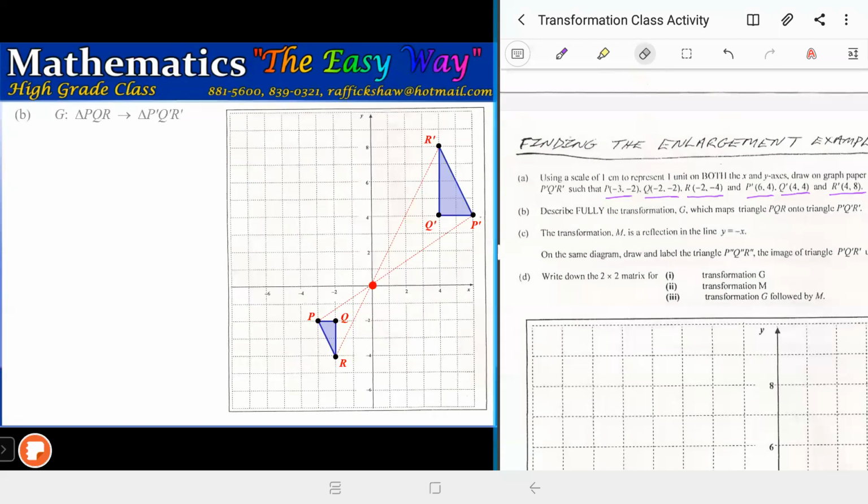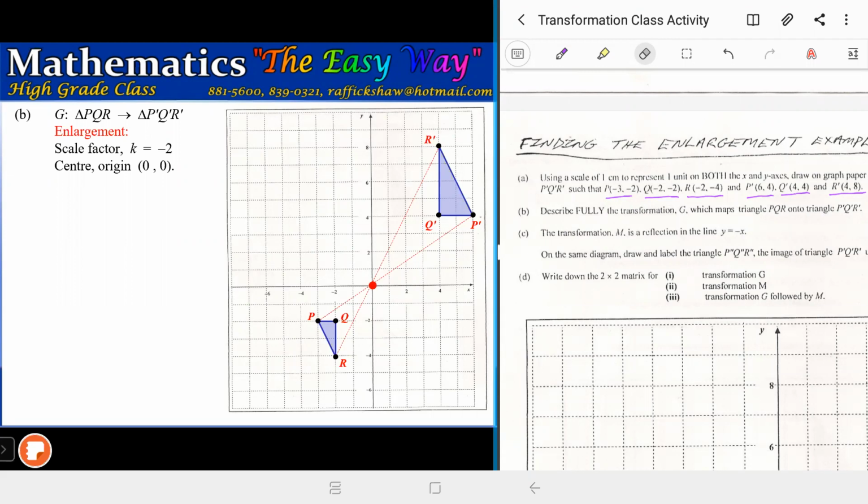Look at it over here now. G is such that triangle PQR maps onto triangle P prime, Q prime, R prime. The arrow there means maps onto. Colon means is such that. So transformation G is such that triangle PQR maps onto triangle P prime, Q prime, R prime by an enlargement. We cannot just stop and say it's an enlargement. You have to give the components. So I list them in this example. I could have also put them in a sentence.